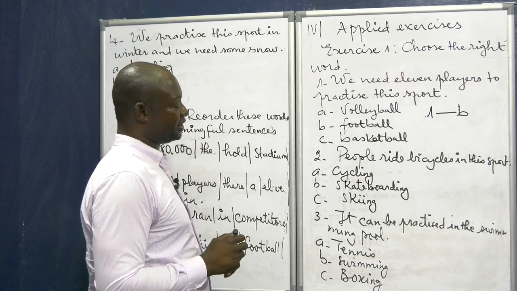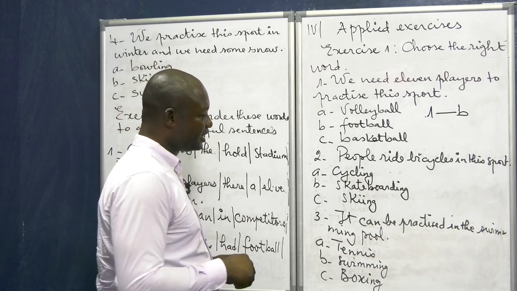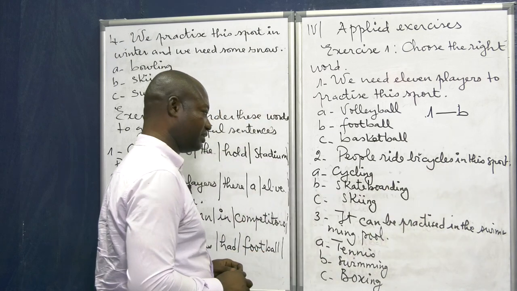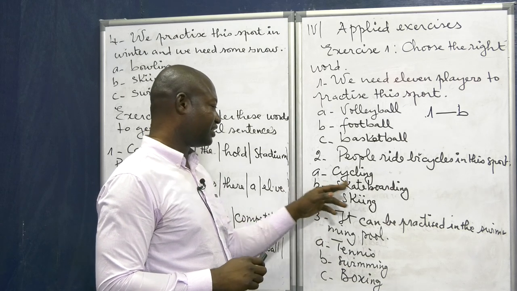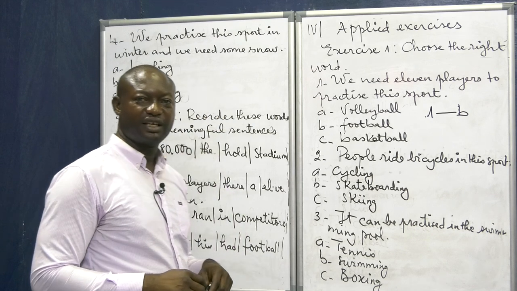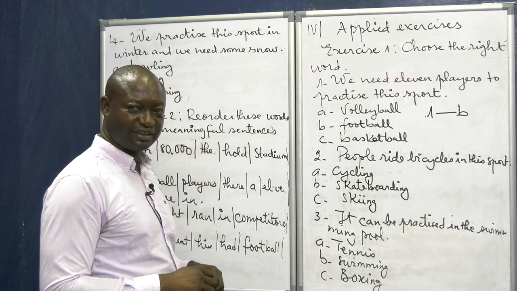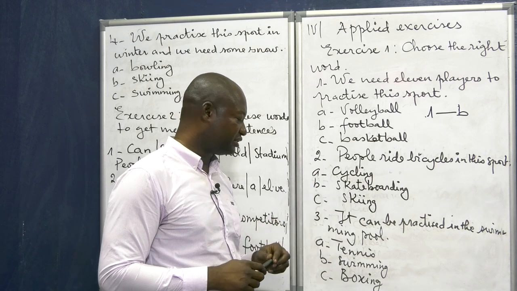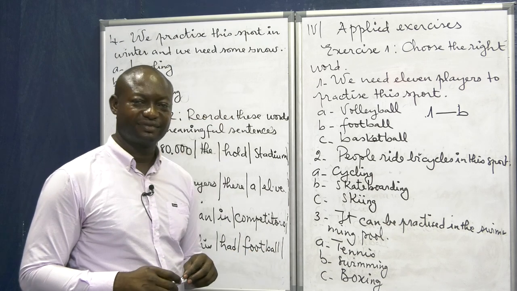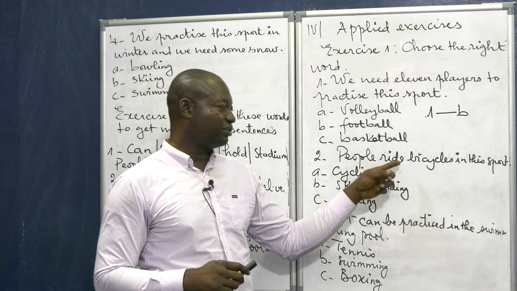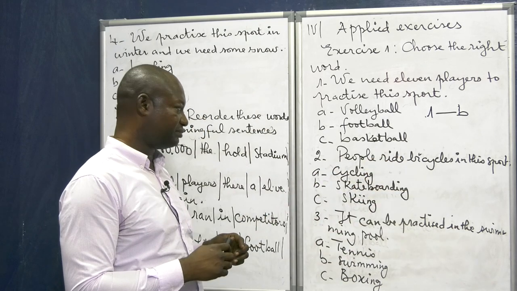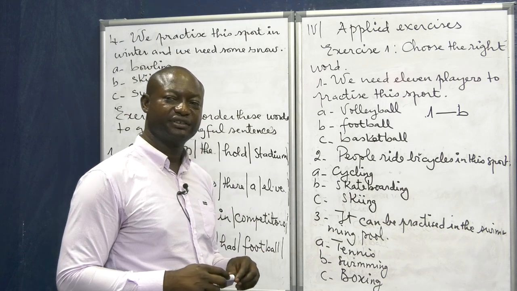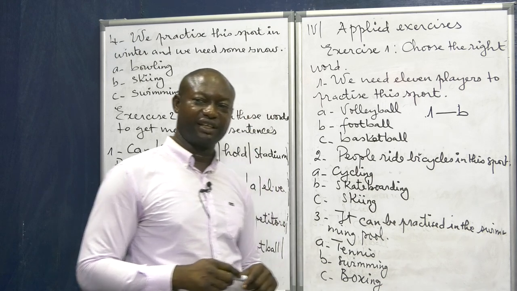Okay, let's move to the second question. The instruction is the following. People ride bicycles in this sport. We have A, cycling, B, skateboarding, and C, skiing. Which of the following sports is the correct one? Cycling, skateboarding, or skiing? Let's repeat. People ride bicycles in this sport. A, cycling, B, skateboarding, C, skiing. According to you, which one is the correct answer?